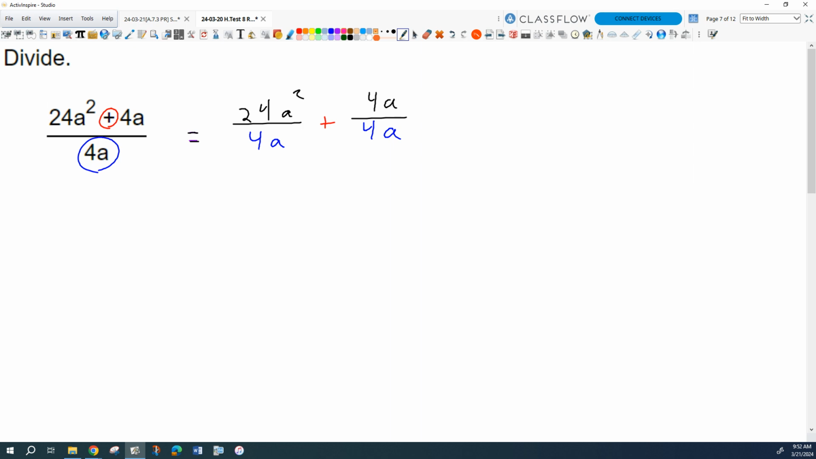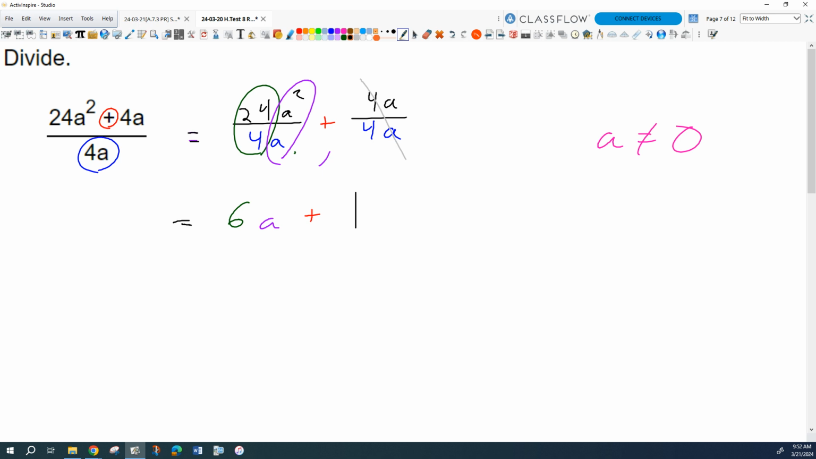We do need an exclusion here. What's my exclusion? A cannot equal 0. But then we can just simplify. We'll take this term. Look, 24 over 4 becomes what? 6. And then a squared over a becomes a. Plus, how about over here? Everything cancels to 1, right? So that just becomes 1. Done. Easy. So when you're dividing by a monomial, you could follow the same process you do for dividing by a polynomial, but it's way easier just to split the fraction up and simplify each term separately.